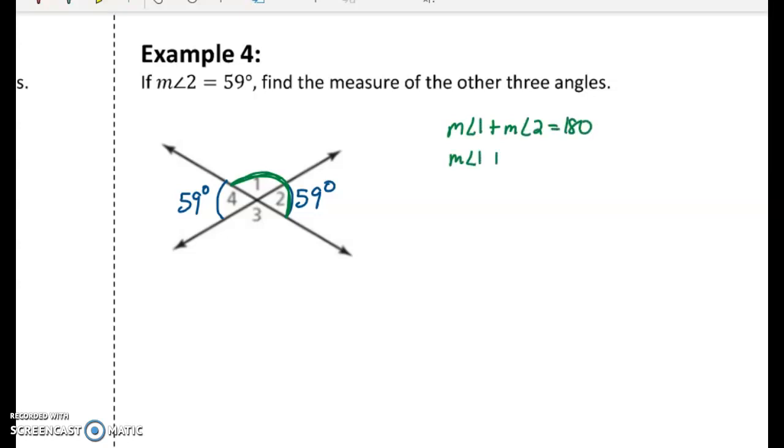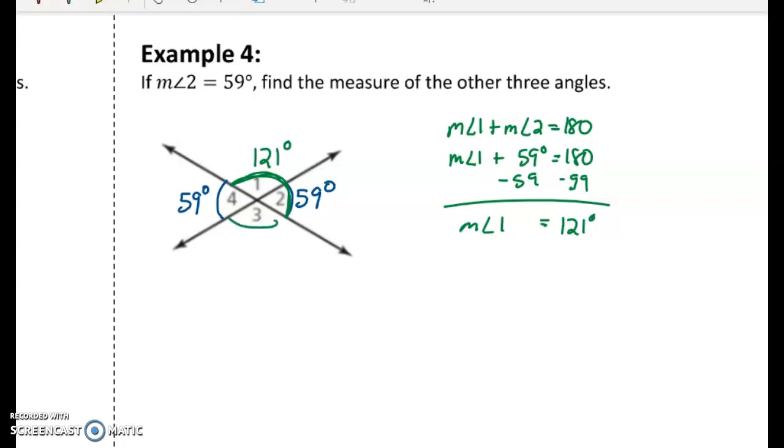I don't know angle 1, but I know that angle 2 is 59 degrees. So then I can subtract the 59. And feel free to use a calculator. I find out that it's 121 degrees, so that's angle 1. So based on the information, how big is angle 3? All right, angle 3 is also 121 degrees because angle 1 and angle 3 are vertical angles, so they are congruent.